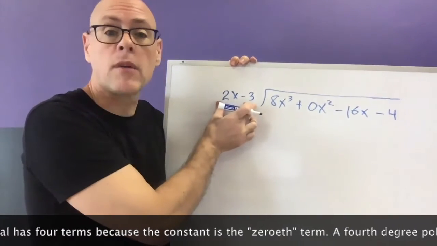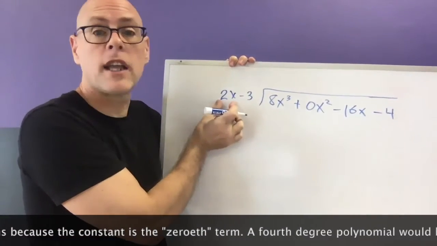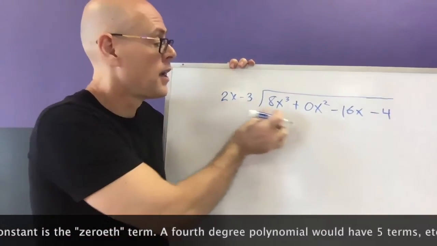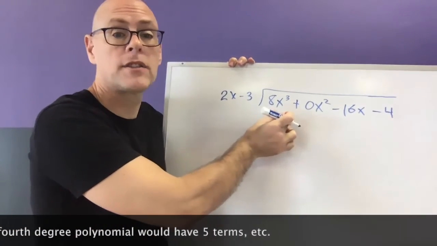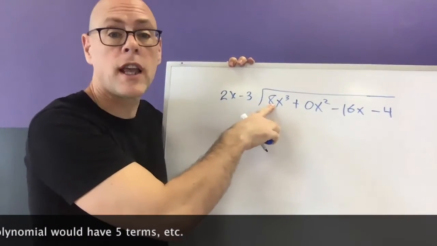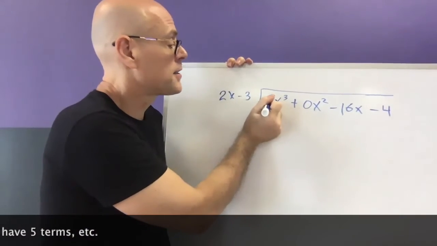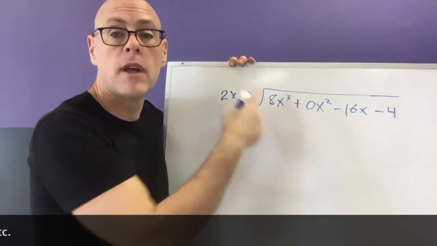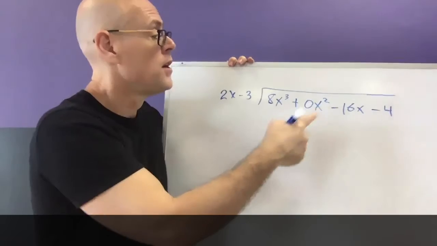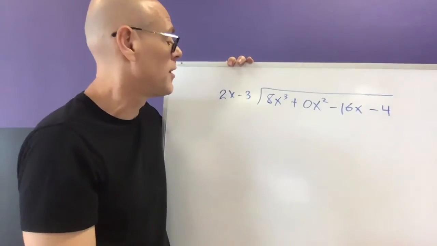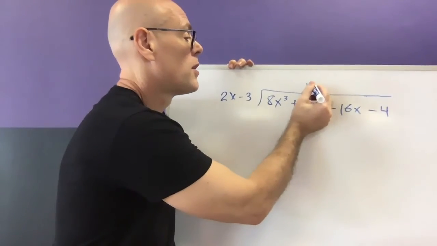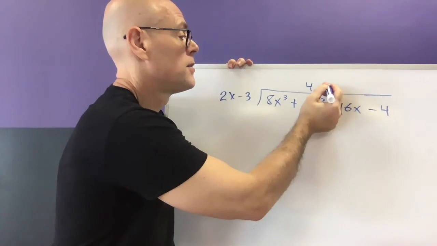Okay, so again, we start off by just looking at the x term, 2x. And we ask ourselves, how many times does 2x go into 8x cubed? Well, the 2 goes into 8 4 times, and the x goes into x cubed x squared times. So that's going to be a squared value, so we're going to put it above our placeholder here. So we're going to put 4x squared.